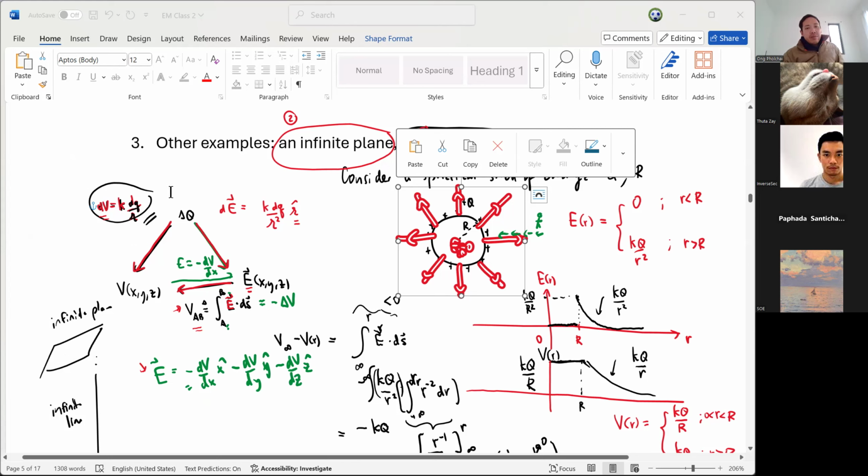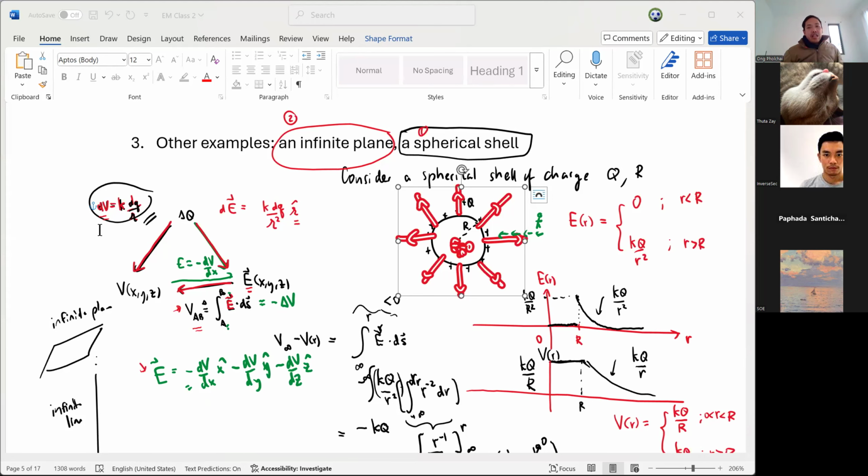But this method, V is kq over r, doesn't work for infinite charge. Like an infinite plane, or an infinite line, this formula will not work, because it assumes that at infinity the potential must be zero. But when the charge extends to infinity, there's still charge at infinity, so it cannot be zero. So this formula just fails.